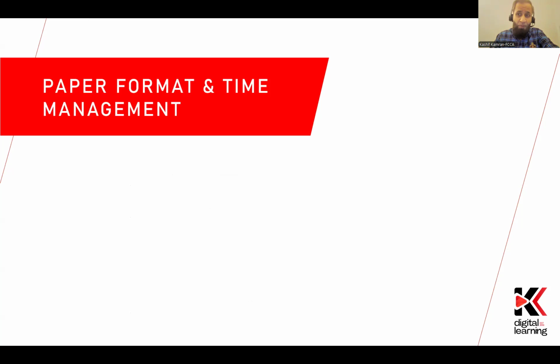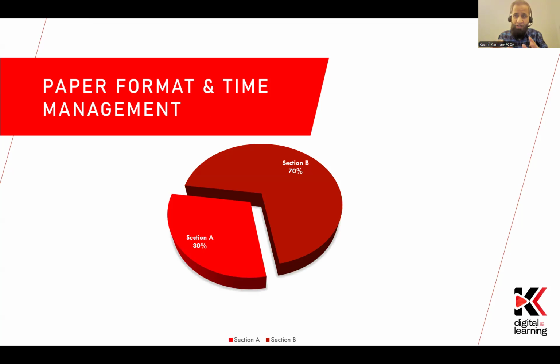In terms of the paper format and the time management, let's take an analysis of that so you have a holistic idea about your paper structure, and the time management you will be following when you're practicing at home and on the day of the exam. This pie chart gives you a clear picture that there are 2 sections in the AA paper, section A and section B. Section A is 30% of your total paper and section B is 70%. You have a 100 marks paper, so section A is giving you 30 marks and section B is giving you 70 marks.